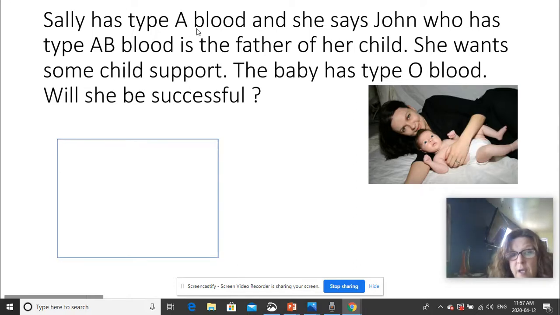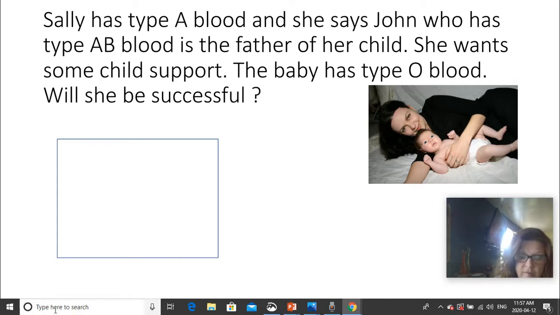Sally has type A blood, and she says John, who has type AB blood, is the father of her child. She wants some child support. The baby has type O blood. Will she be successful? Okay, well, let's figure that out.